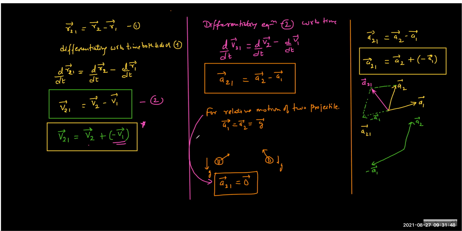Not for any other case. Or is it only true for the case in which A1 and A2 are equal? If the accelerations of two moving particles are always the same, then obviously the relative acceleration will be zero. What is the problem?